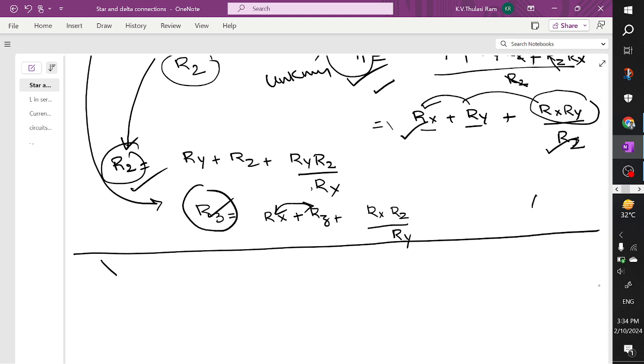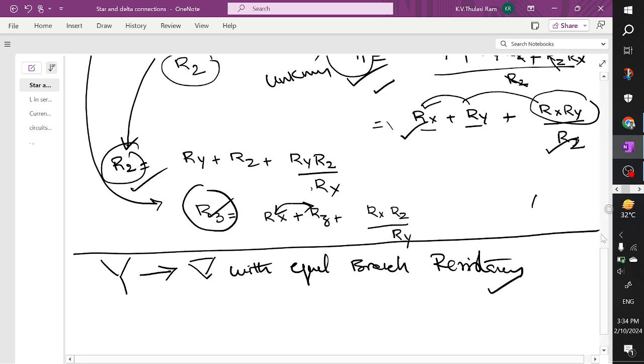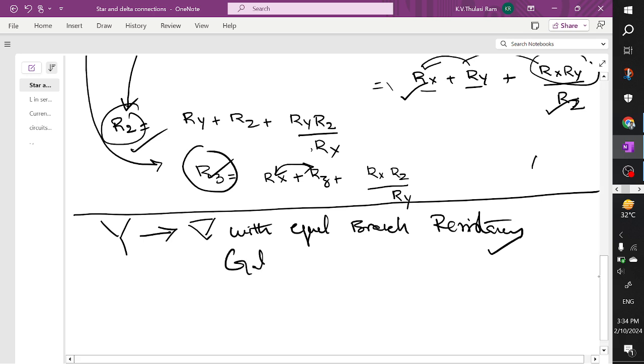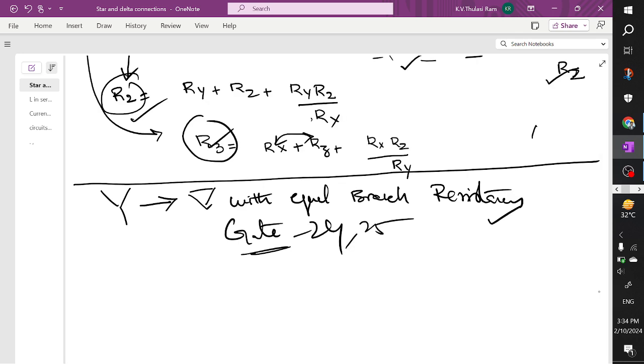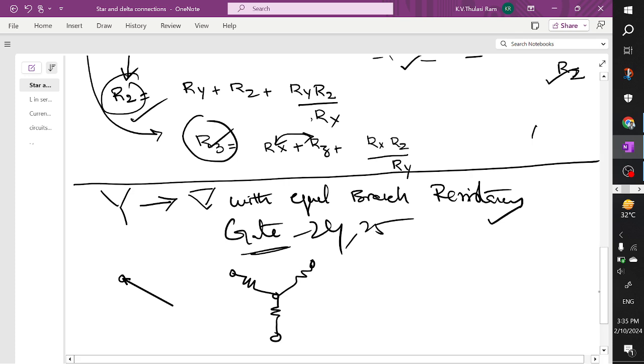So I am taking a conversion of star to delta network with equal branch resistances. If the branches have equal resistance, then how to solve it? And this is a very important conversion with respect to GATE. So the given network to us is like this. I'm labeling this as node 1, node 2 and node 3.